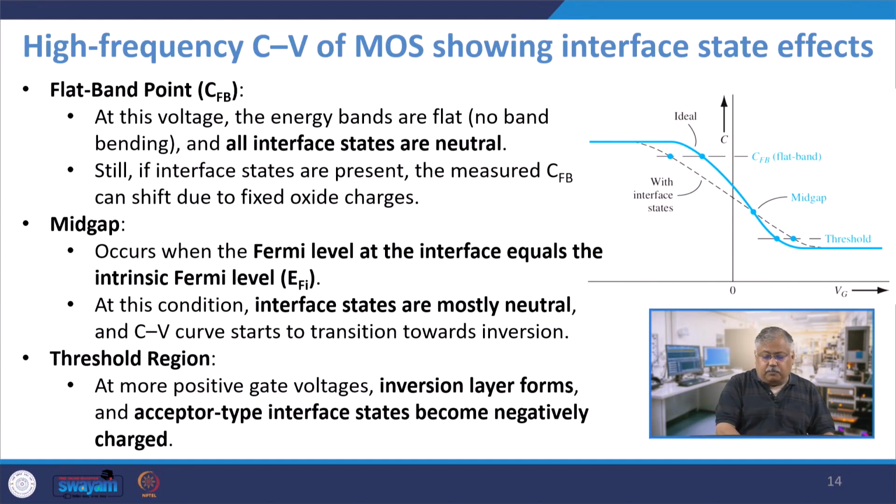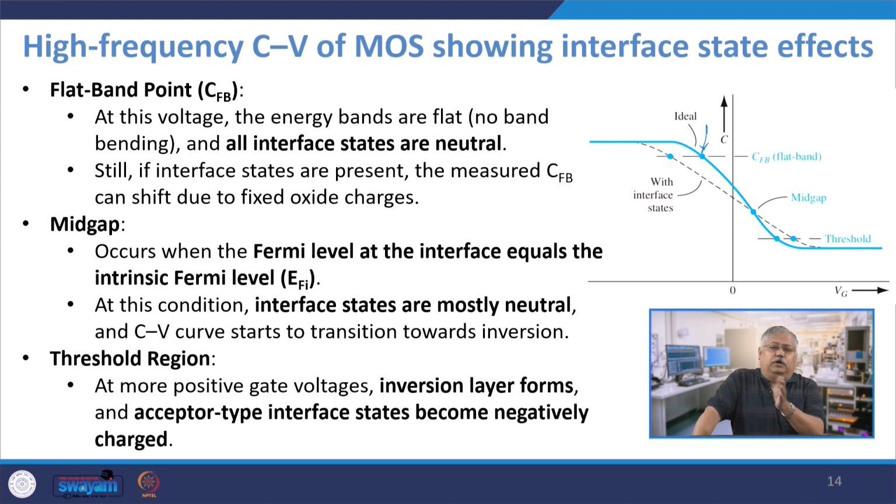Let us look at the flat band point. In the flat band point, at this voltage, the energy bands are flat, as I discussed with you, and all the interface states are effectively neutral. This flat band is what I am talking about. However, I can measure the value of CFB due to the fixed oxide charges. In mid gap, what happens? The Fermi level at the interface is exactly equal to the intrinsic Fermi level, and therefore the ideal and the interfaced one all match with each other.